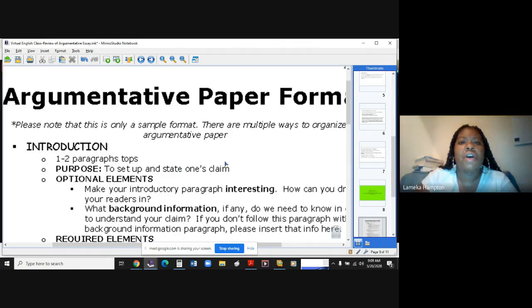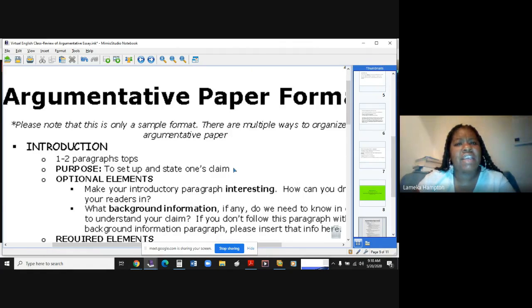It also says the purpose. The point of an argumentative essay, it says, is to set up and state one's claim. Not only are you doing that, but you're going to prove your claim. That's the whole point of an argumentative essay. You want the reader to agree with what you're saying. You're arguing a point, and you want the reader to be like, yeah, I agree with everything that she wrote. Check mark, good.